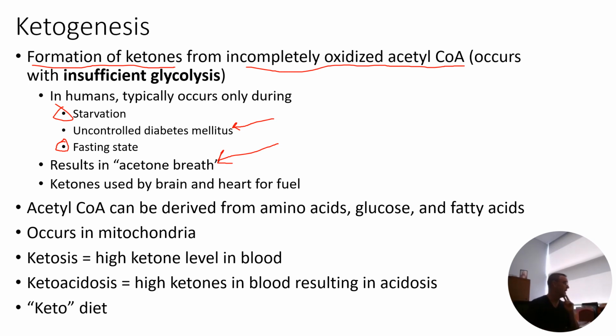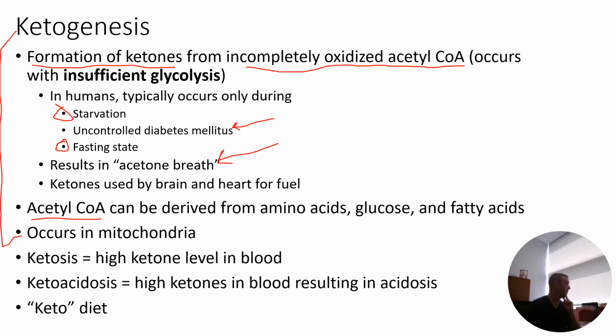So acetyl-CoA, remember, when we draw it, we can get it because of glucose, we can get it because of fatty acids, we can get it because of amino acids. Amino acids, again, can enter into glycolysis, or they can enter into the citric acid cycle. Either way, you can end up creating some acetyl-CoA.